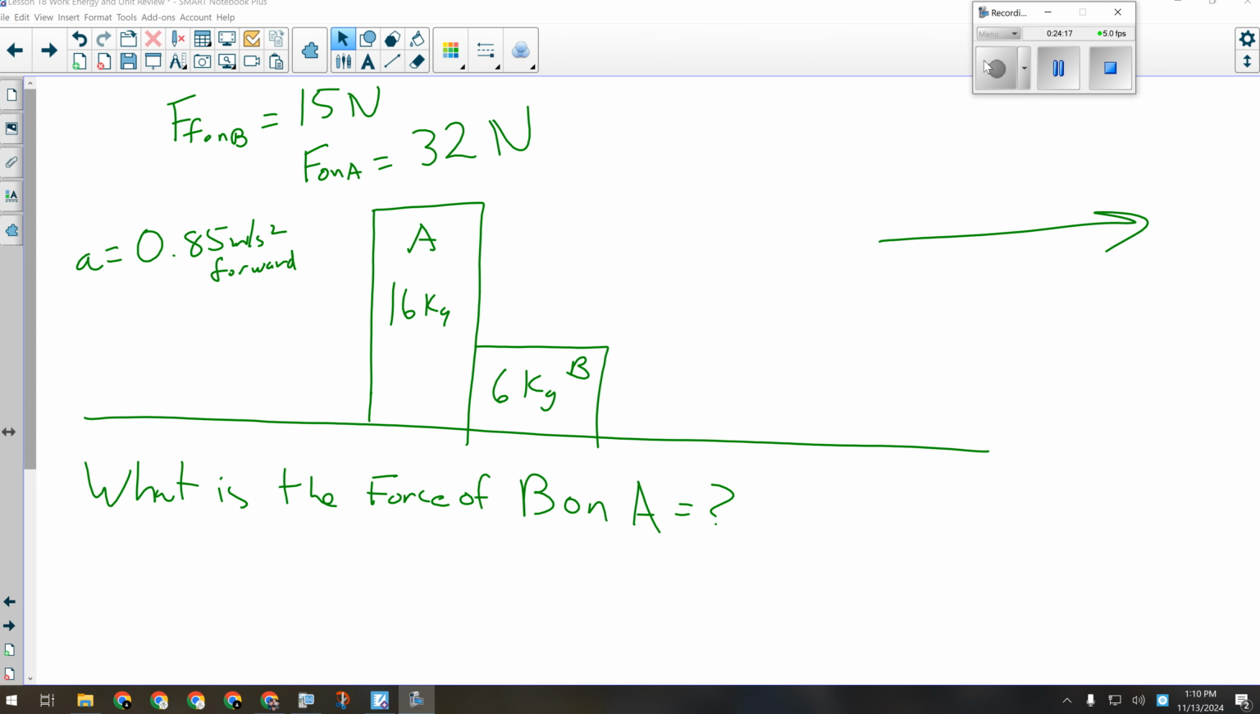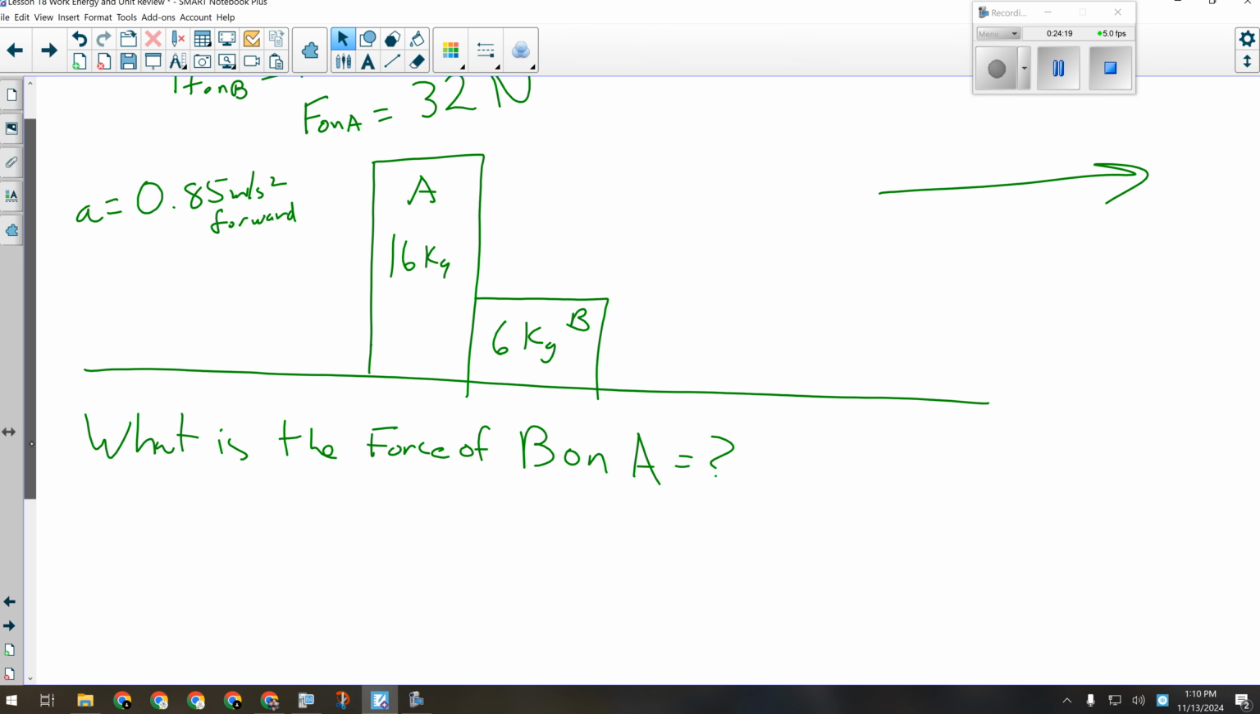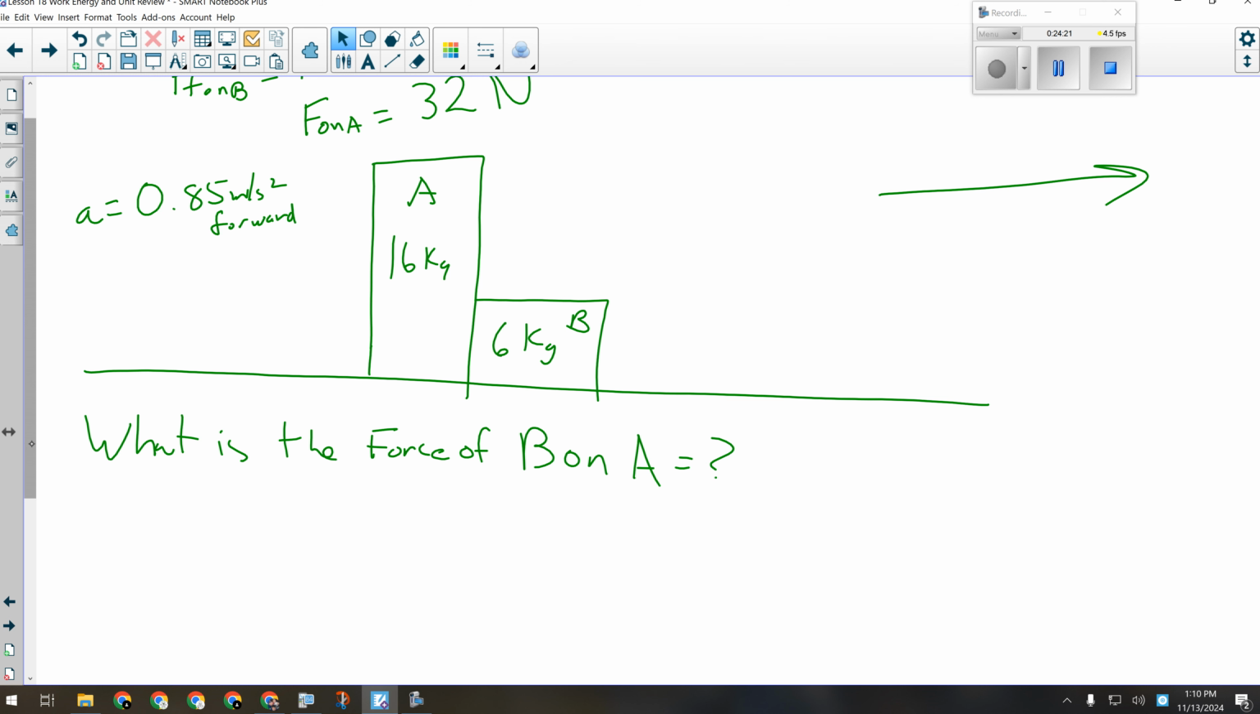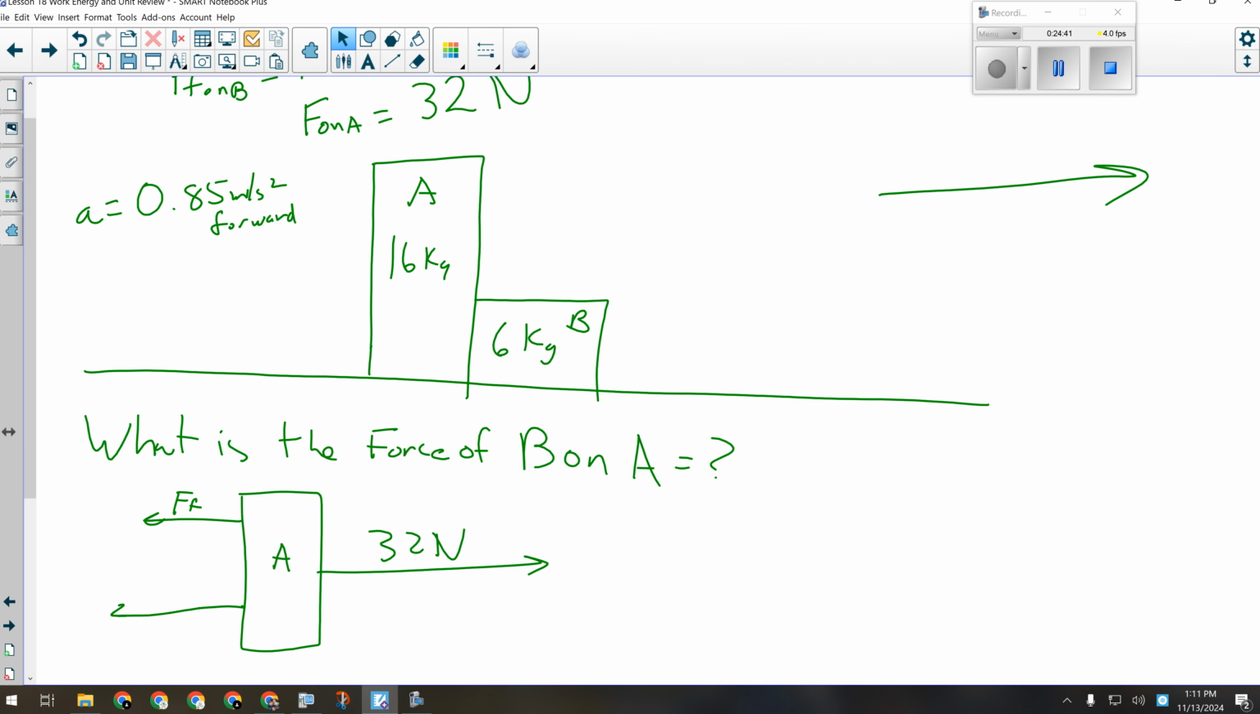All right, so on this question here, they want me to find the force of B on A, which is a force that is acting on box A. So what I want to do first is just have a look at box A and see what other forces are acting on it. I know there's this force. Since I'm told there's friction, there must be a force of friction acting on A, and there's the force I'm looking for, force of B on A.